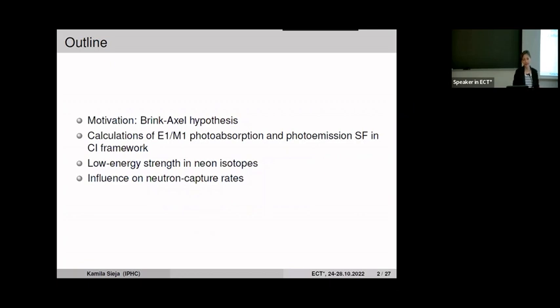My previous motivation was not really to study the pygmy modes, though I will talk a little bit about what we have in neon isotopes when such modes appear. But our previous motivation was to look at different structure effects in the low energy strengths and, on this basis, to evaluate whether the so-called Brink-Axel hypothesis holds, and as well to study the influence of the possible deviations from this hypothesis on the neutron capture rates.